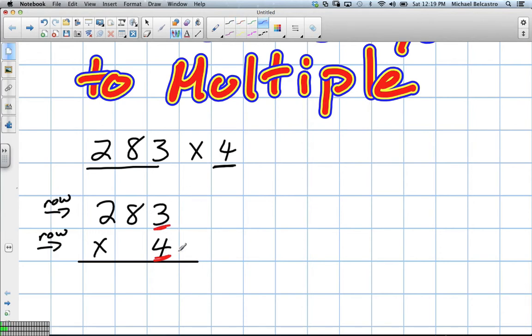12. 4 times 3. Let's count by 4s. 4, 8, 12. That's right. So we have 12. So we only put the second digit down, and then we put the next digit on top in the tens column.